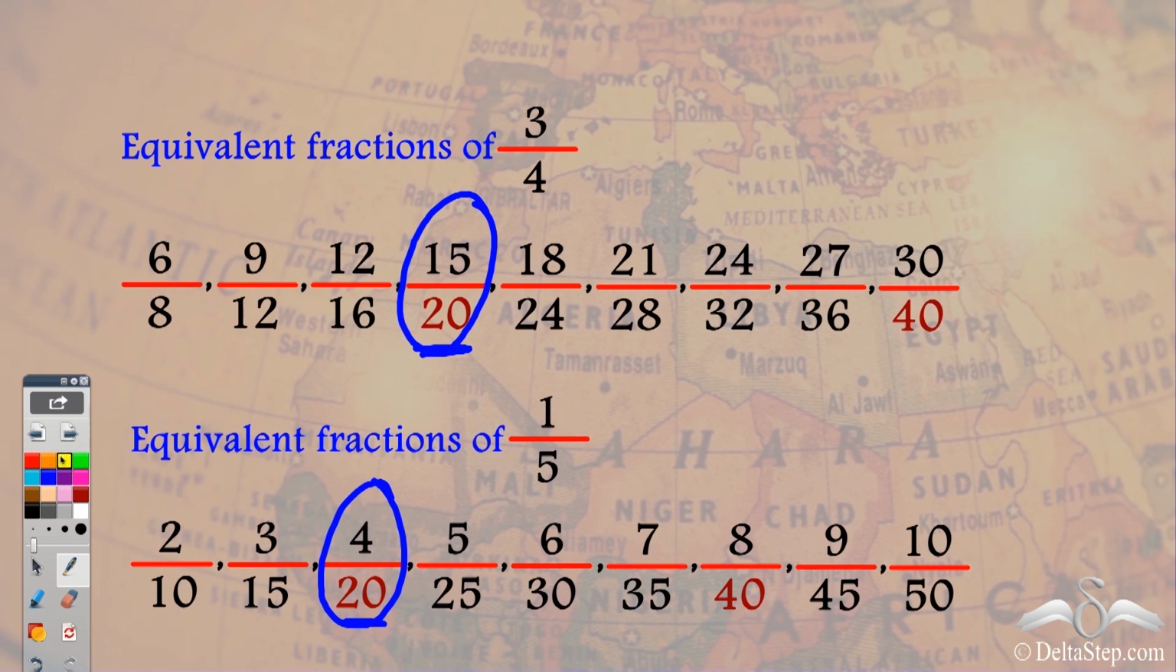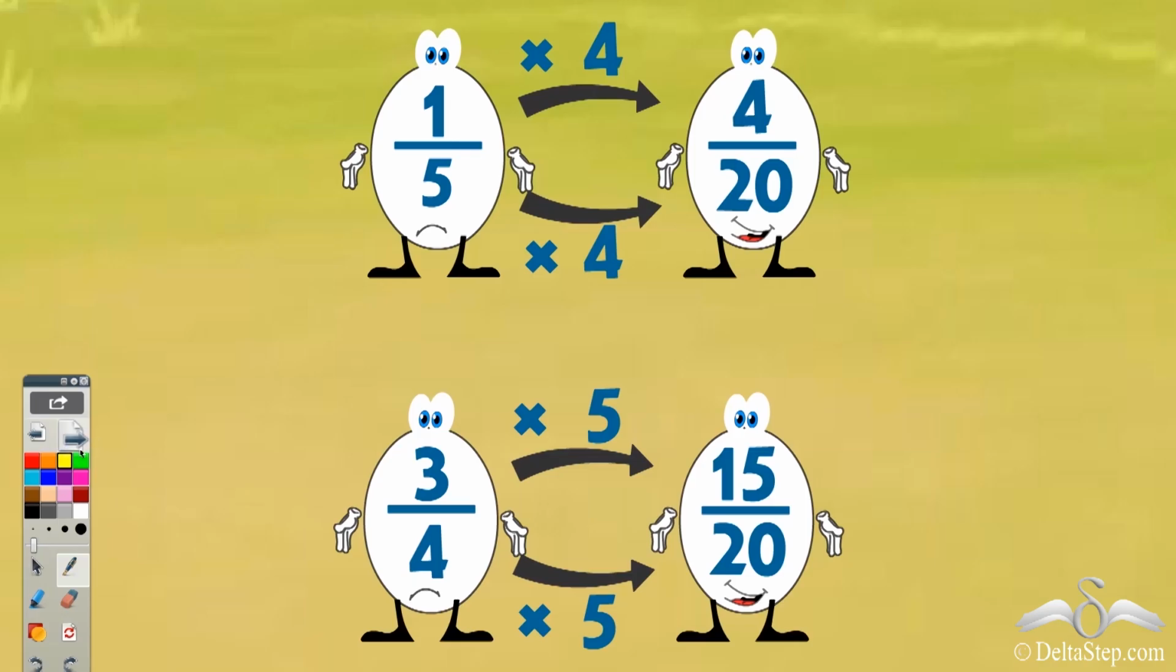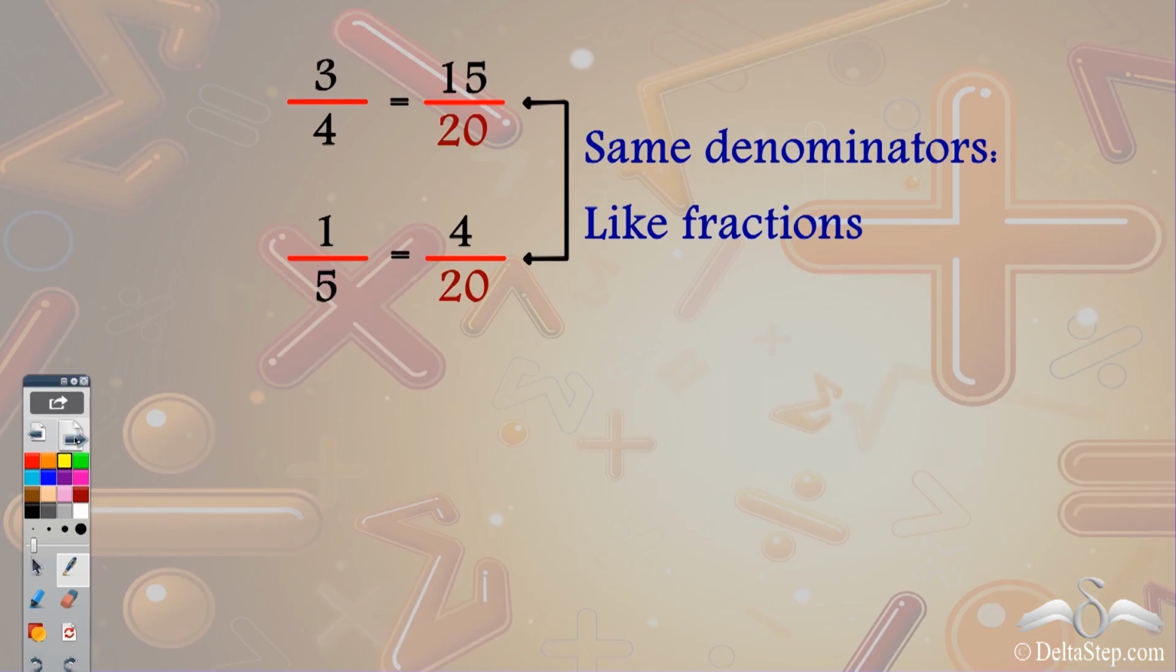Once again, the denominator here is 40 and the denominator here is 40. Now this is equal to 3 by 4 and this is equal to 1 by 5. So these two are like fractions. So the 1 by 5 equivalent fraction is 4 by 20 and the 3 by 4 equivalent fraction is 15 by 20, with the same denominator. So these two are equal and these two are equal. Also they have the same denominators. So they are like fractions. Hence they can be added as well.